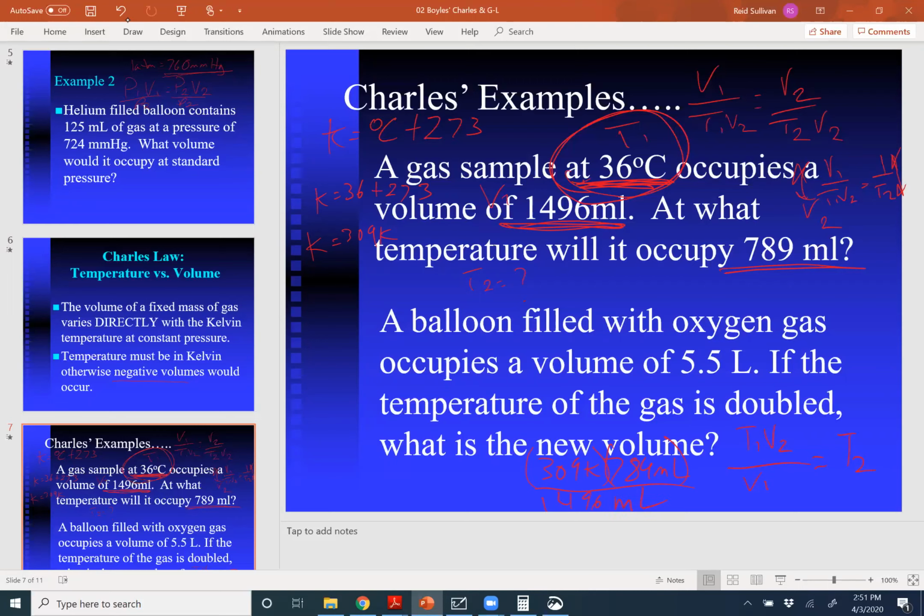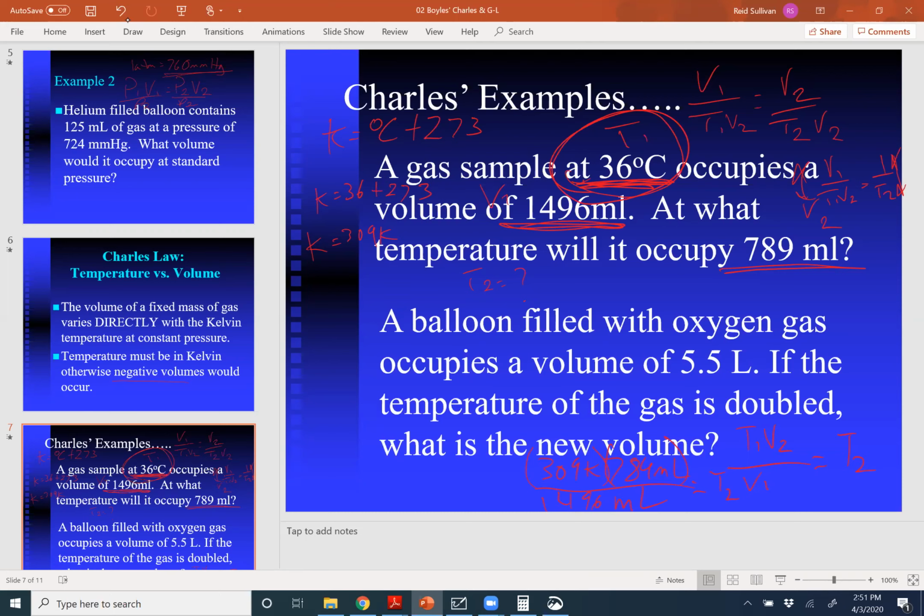Now again, what's awesome about these problems is that we can use our logic. They're a direct relationship, meaning one goes down, the other one goes down. Our volume went down basically by half. So that means our temperature is going to go down by half. And again, the reason why we had to switch to Kelvin is that we wouldn't see this just be 18 as our answer. They got a different answer.